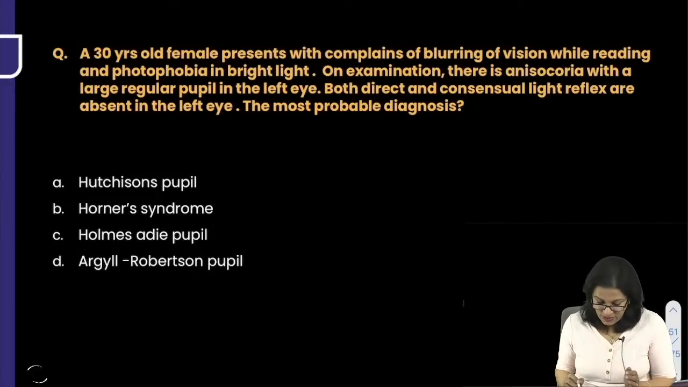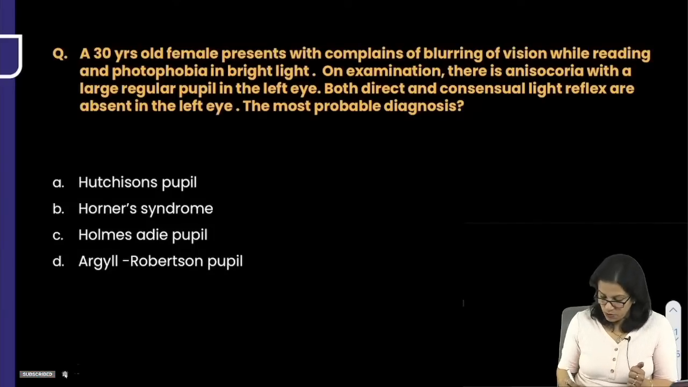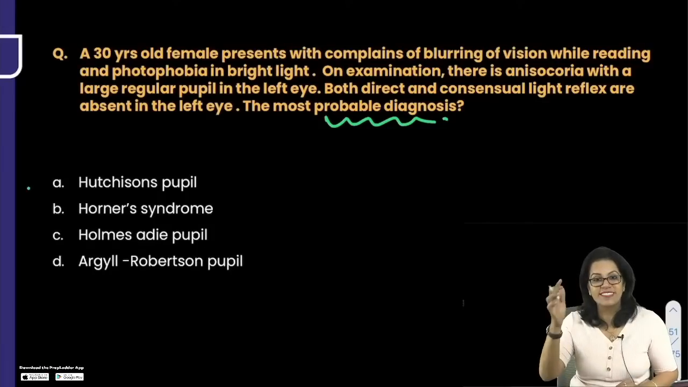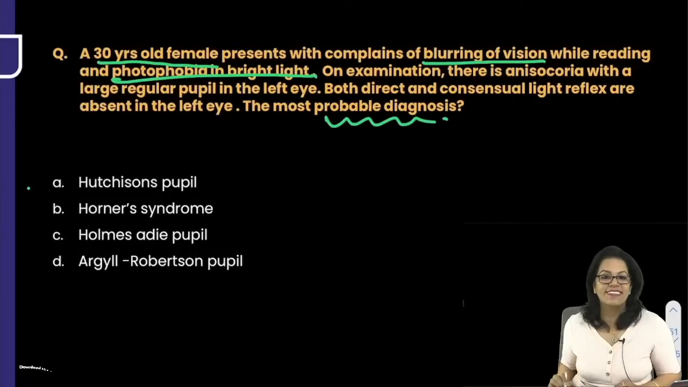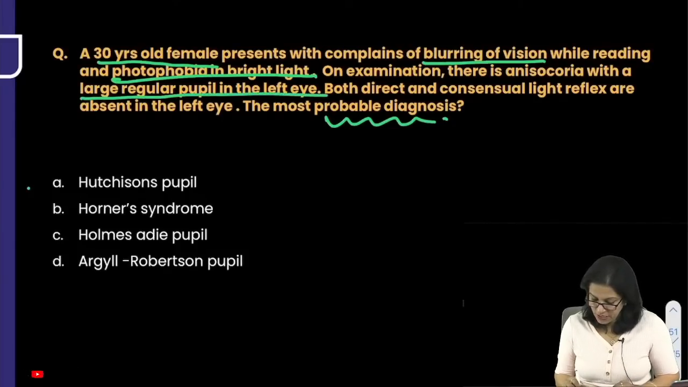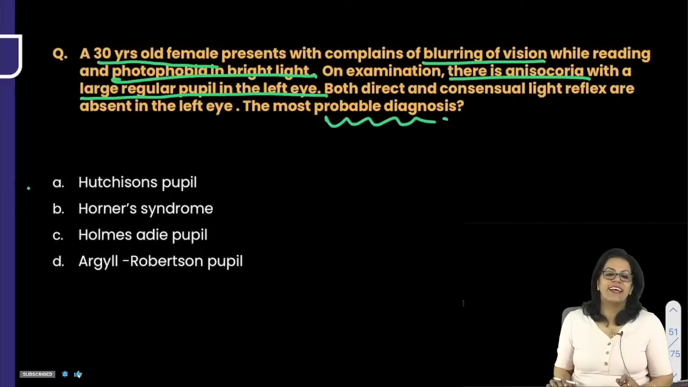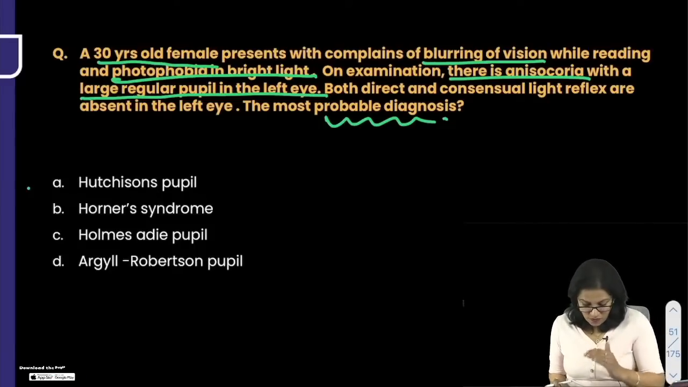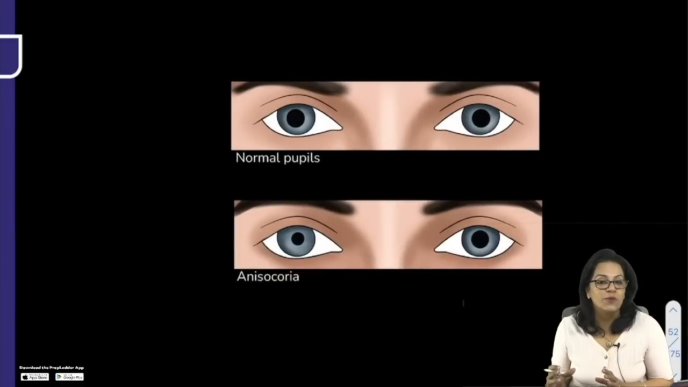So next is, look at this one. Okay, first of all, very quickly I will look at the options. Most probable diagnosis is asked, and these are the different pupils given. So now I know what I have to search in the question. We will read the question. She is a 30 years old female presenting with complaints of blurring of vision while reading and photophobia in bright light. Right. So on examination there is anisocoria with large regular pupil in the left eye. Large regular pupil, anisocoria. Okay. Then what is the most probable diagnosis? Okay. So all of you, this is anisocoria. Difference of pupil size is anisocoria. We have to know this.